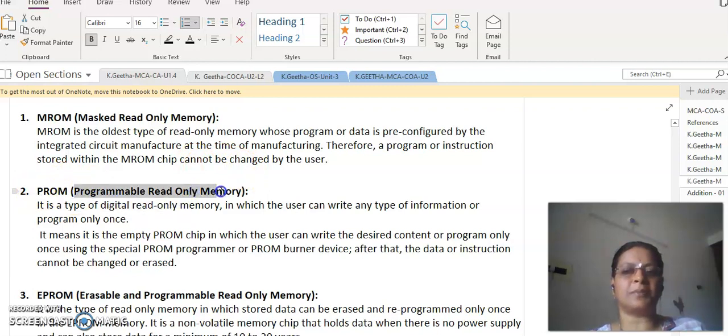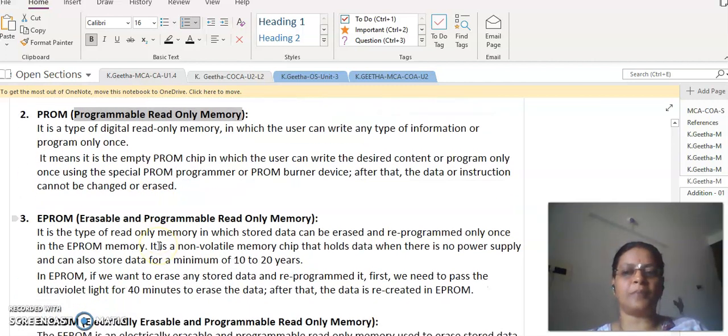Here of course the memory is programmed by the manufacturer, as we have seen for masked read-only. Here we have the empty PROM chip, and once the user has written the desired content in it, it is permanently stored and we cannot erase it. So that's what we call programmable. We can program this read-only memory for our own purpose.